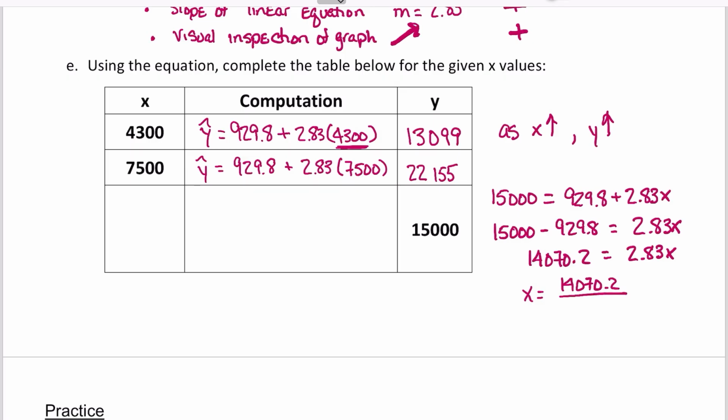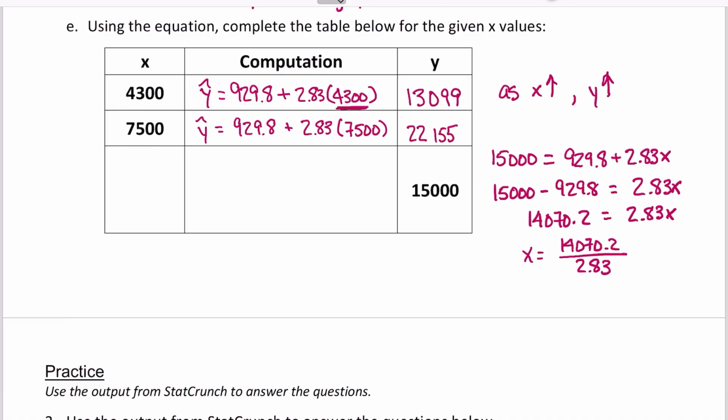14,070.2 divided by 2.83. And when I do that division, I get that equals 4971.8. So when I write that in over here, let's see if that table will take that. It will not. I'm going to write it down below it. 4971.8. Okay, that's it. Practice. Be glad you're writing on paper instead of writing on this iPad, because you'll be able to write in the table.